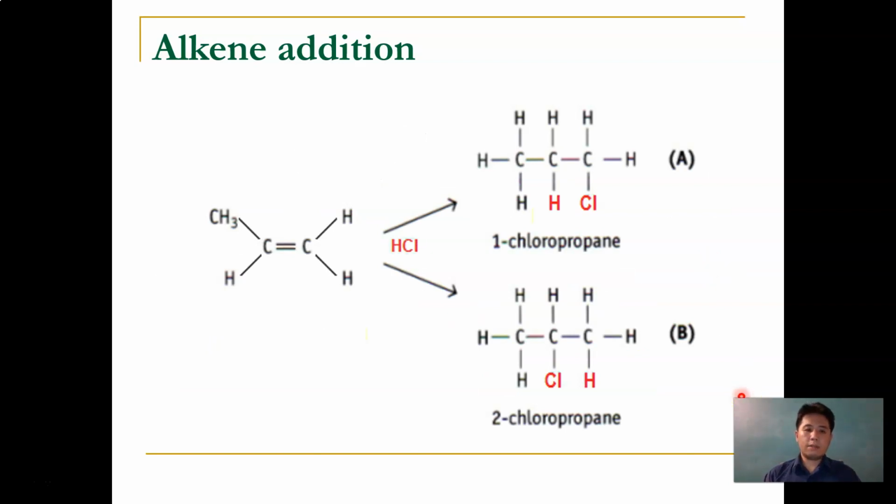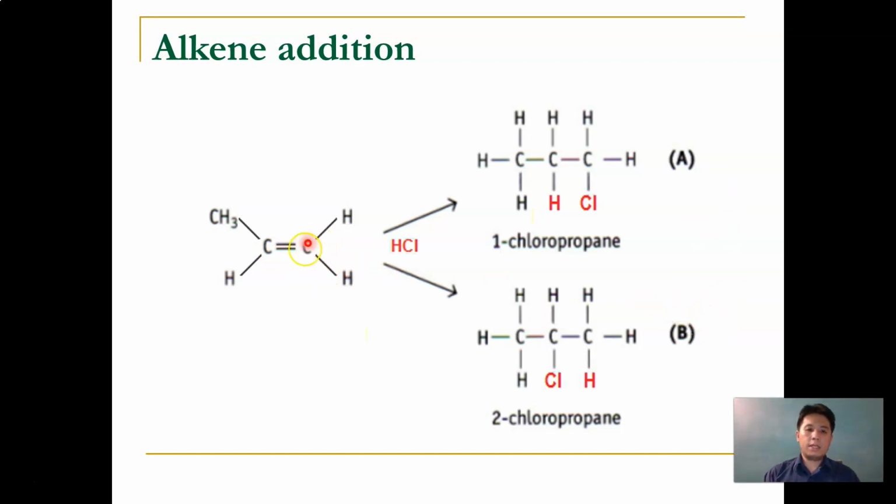Okay, so example here. This is an alkene. This is HCl, a hydrogen halide. Hydrogen can be added to this carbon or this carbon. So which is the major compound, A or B?